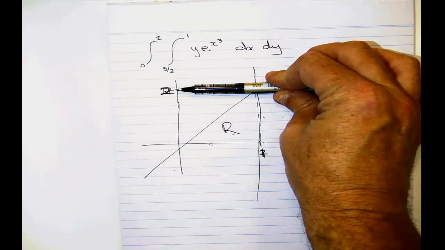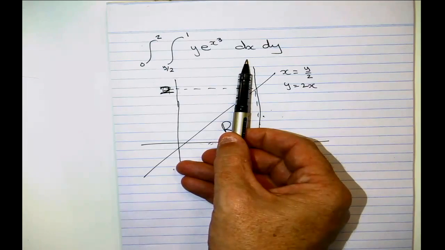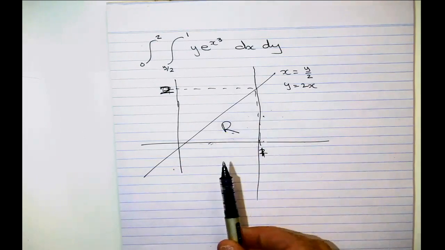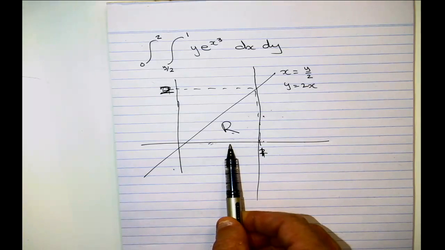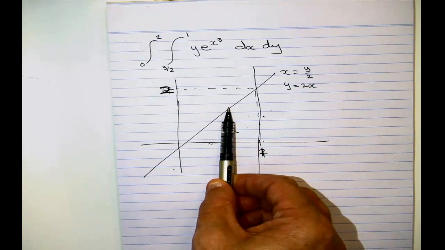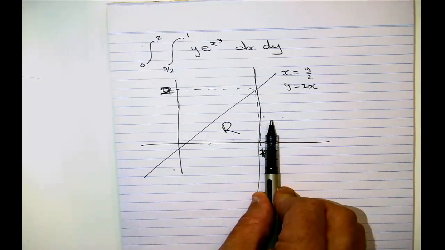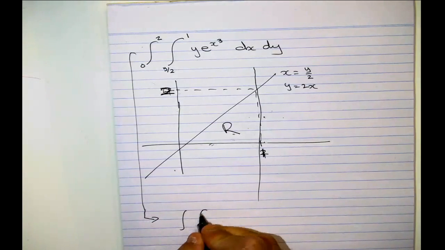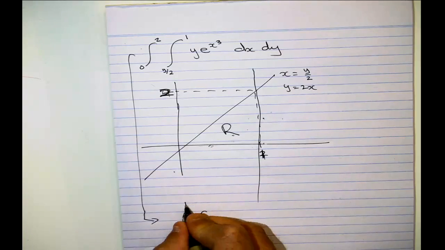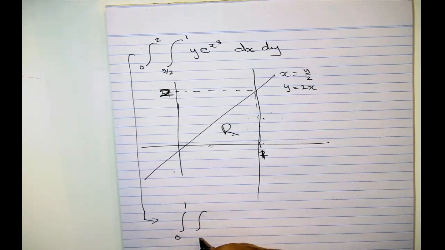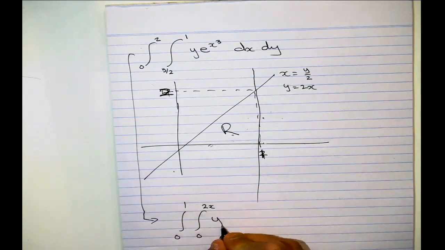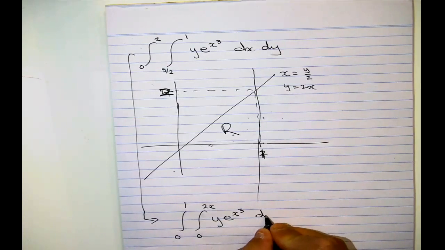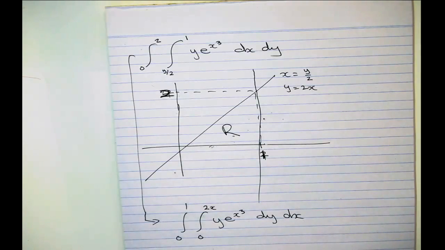So to flip it around, I don't want to integrate with respect to x first. So y in this case would go from this curve, which is y equals 0, to this curve, which is y equals 2x. And then x goes from 0 to 1. So this thing is the same as, and then y going from, so that should be equivalent.